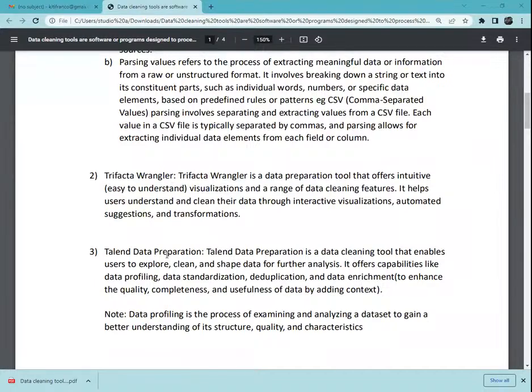Talend Data Preparation is a very serious system. Talend Data Preparation is a data cleaning tool that enables users to explore, clean, and shape data for further analysis. It offers capabilities like data profiling, where you can come up with a profile of your data, data standardization, deduplication, and data enrichment, which basically is to enhance the quality, completeness, and usefulness of data by adding even more context.